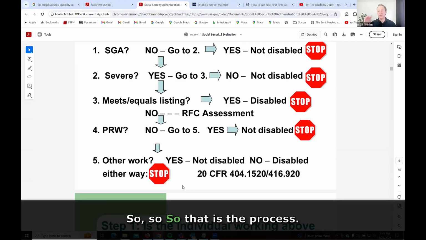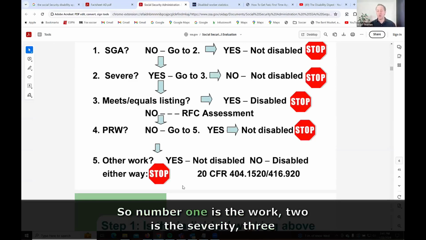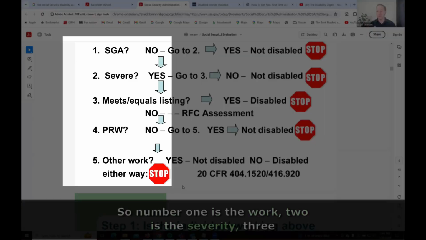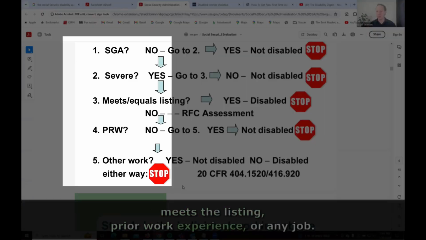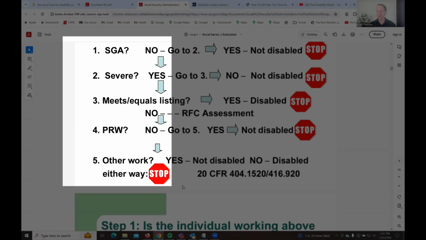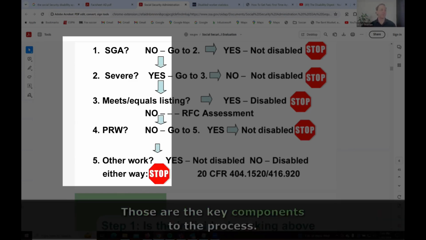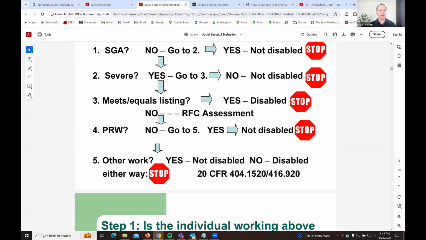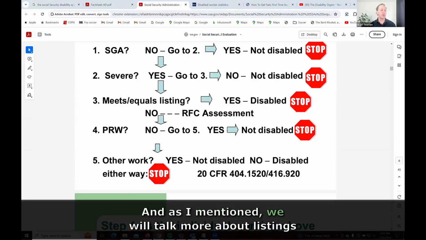So that is the process. Number one is the work, two is the severity, three meets the listing, prior work experience, or any job. Okay, those are the key components to the process. And as I mentioned, we will talk more about listings in a minute.